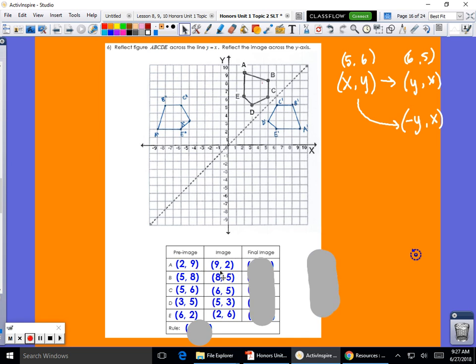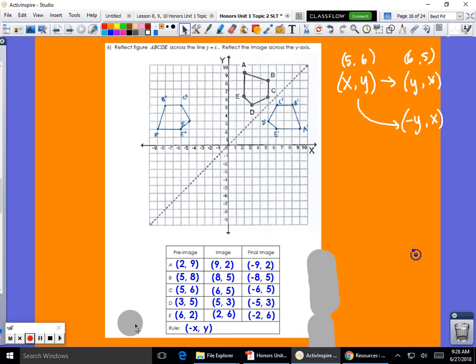Here x and y switch places. That's reflecting over the line y equals x. And then the y becomes its opposite. Sorry, the x value becomes the opposite because we reflect over the y-axis. The x value, which used to be the y, is now the x, and it becomes its opposite. All right, and our final rule is the opposite of x, comma, y.